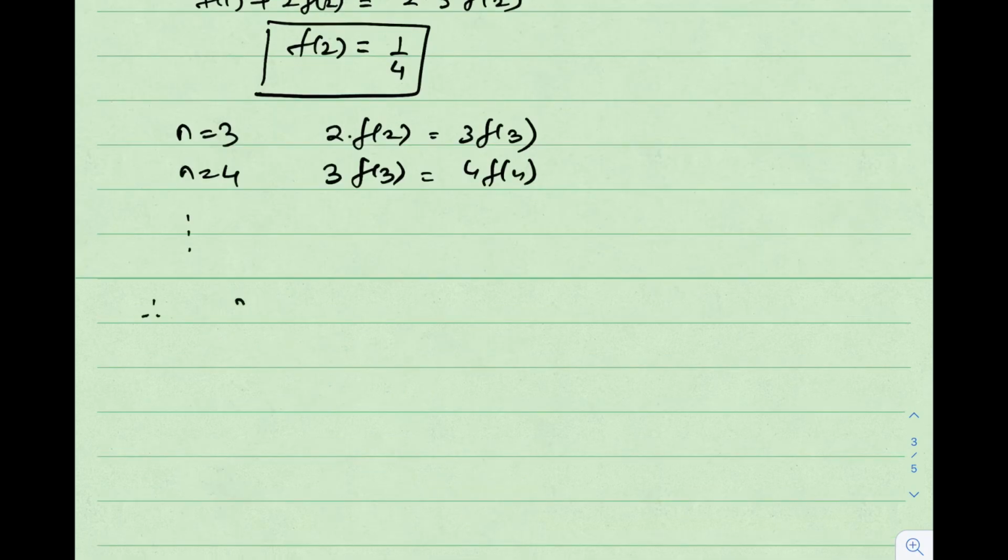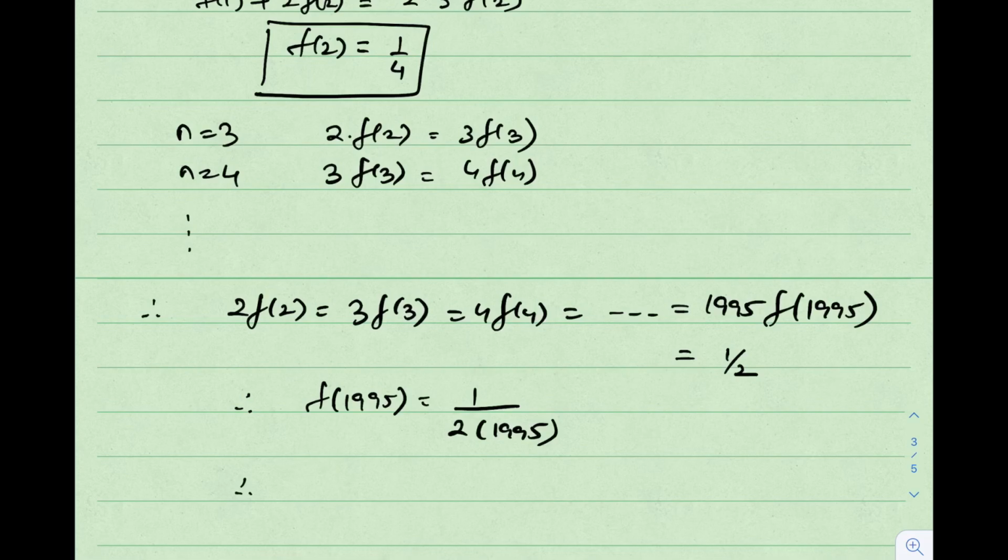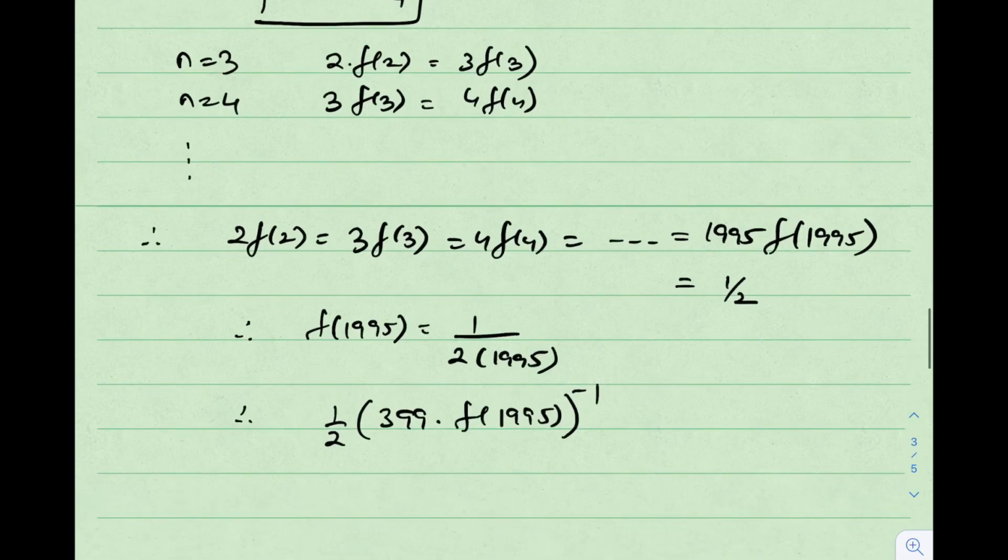Therefore 2 times f2 is equal to 3 times f3 is equal to 4 times f4, and so on up to 1995 times f of 1995, and all will be equal to 2 times f2, which is 1 by 2, because we know f2 is 1 by 4. Therefore f 1995 will be equal to 1 by 2 into 1995. Therefore the final answer is, substituting the value of f 1995 into this, if we simplify this, we will get the answer as 5.